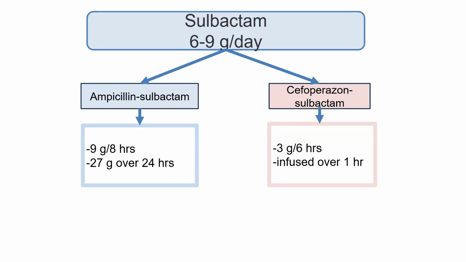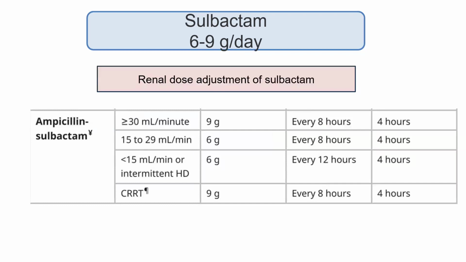And for the dose of the sulbactam, either use ampicillin-sulbactam 9 gram every 8 hours or 27 gram over 24 hours as a continuous infusion, or use cefoperazone-sulbactam 3 gram every 6 hours infused over 1 hour. And there is a recent update in the modification of the dose of the sulbactam according to the renal function, published in UpToDate.